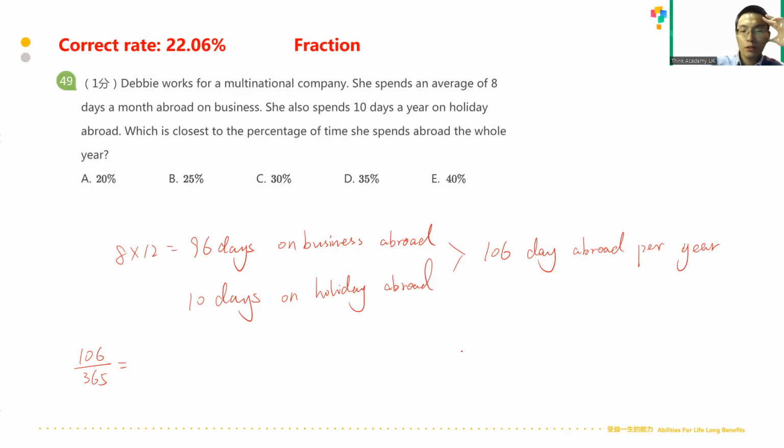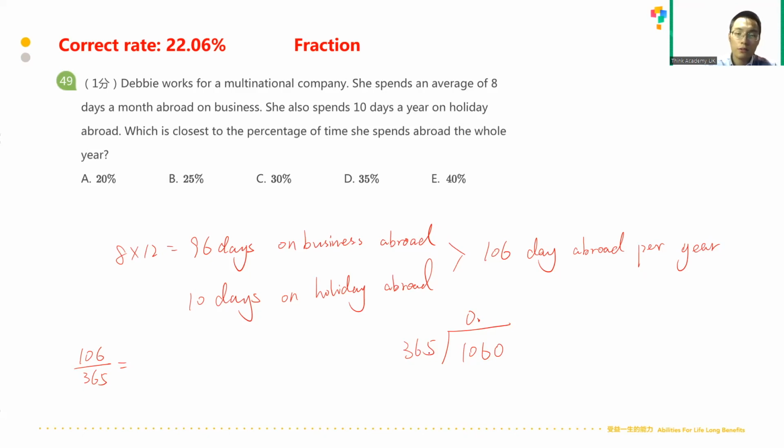We simply do long division. So we have 106 divided by 365. We first convert it into a decimal number. So we do long division, 106 divided by 365. And there is no 365 in 106, so we write 0 point first and then add a 0. So we have 1060 divided by 365.